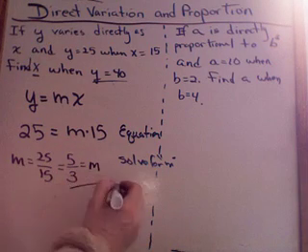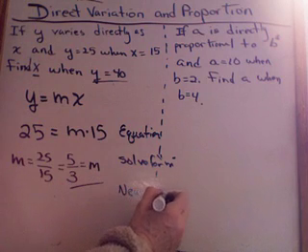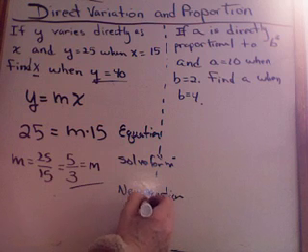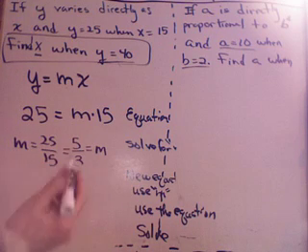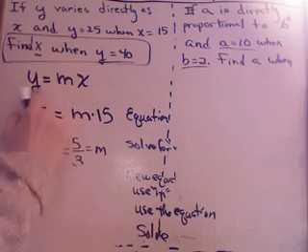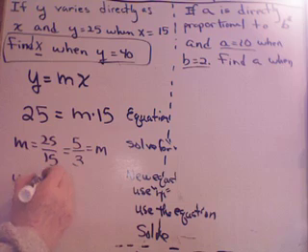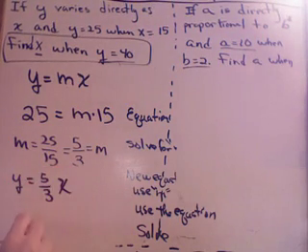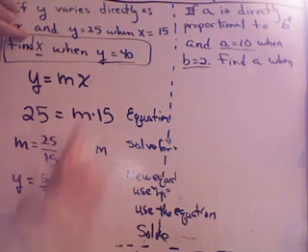And the next step is to write a new equation using m. So now that I have the m, I can plug that into the equation and finish solving to get the rest of the information. So here's our original equation, but now I have an m, so I say y equals 5/3 x. We have the m. Now go back to the original equation. Find x when y is 40.